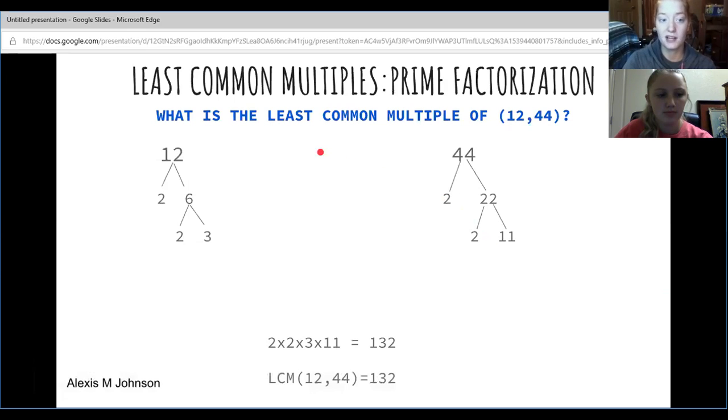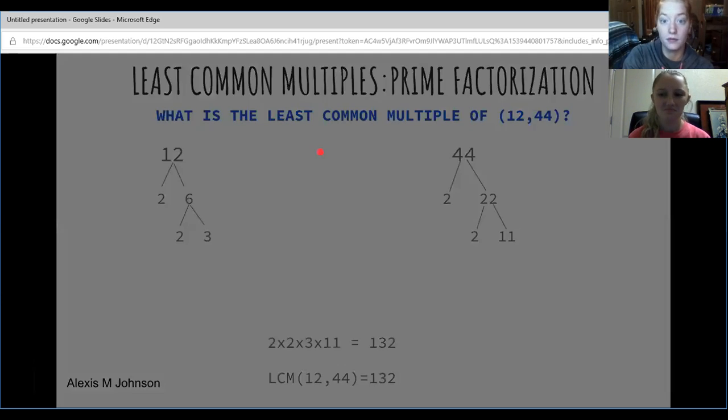Well, 12 breaks down to 2 and 6. 2 is prime, so you would leave it. 6 breaks down to 2 and 3, and those are both prime, so you leave them. 44 breaks down to 2 and 22. 2 is prime, so you leave it. 22 will break down to 2 and 11. Well, 2 and 11 are prime, so that's the end of that factorization. So now you would multiply 2 times 2 times 3 times 11, which will give you 132. So the LCM of 12 and 44 is equal to 132.